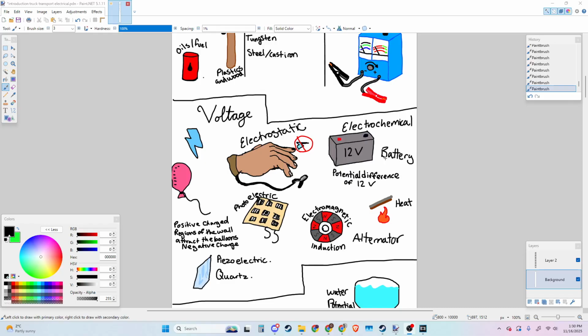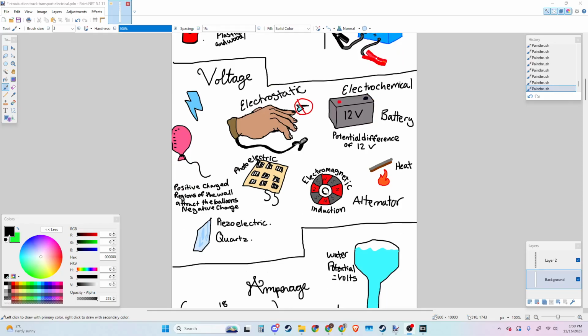And electromagnetic induction, you can see here with this circle wheel of magnets. This is kind of like how your alternator works. I'm going to get into alternators and electromagnetic induction in another video. These are very large topics and they can't be covered within this video.